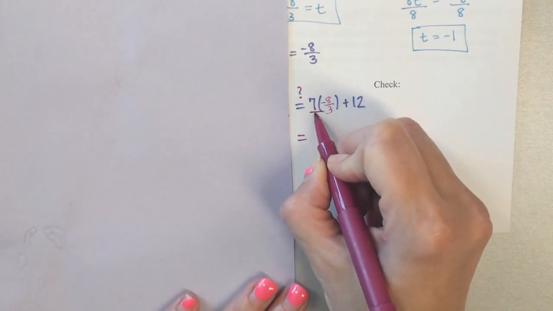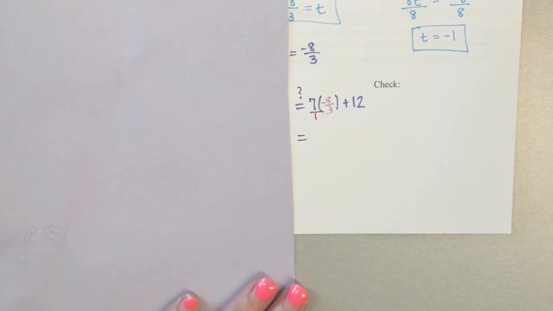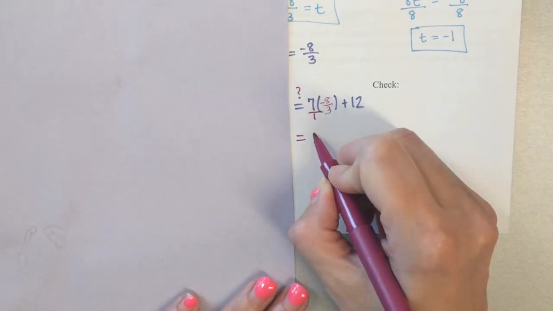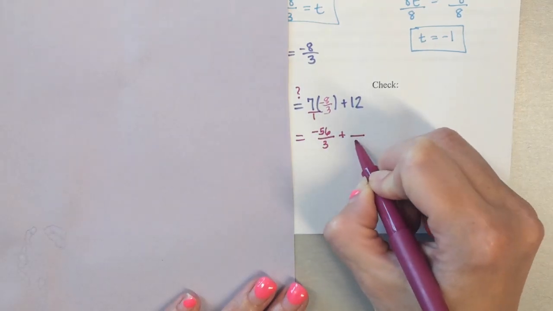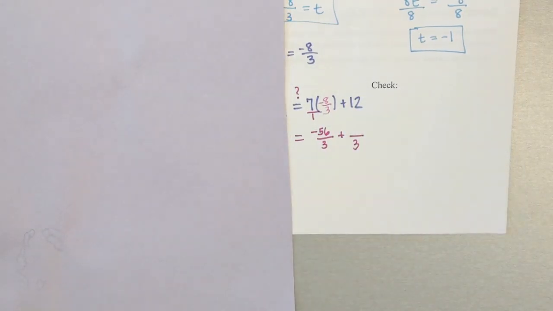Okay, and so you can put it over 1 like that if you need a reminder. 7 times negative 8, negative 56. Okay, turn 12 into a fraction with a denominator of 3. Okay, just write it up there, write that on your paper, and then go ahead and simplify. So we're just adding our fractions together.